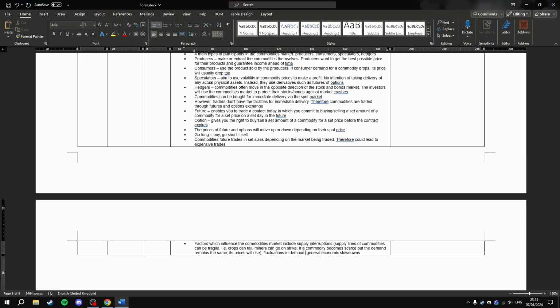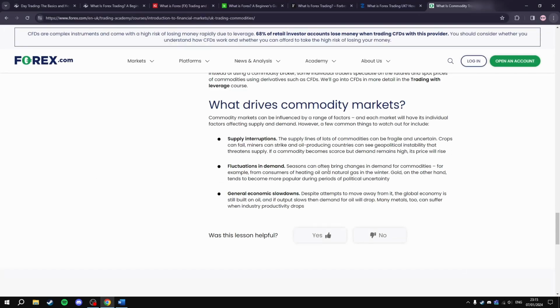Fluctuations in demand. Seasons can often bring changes in demand for commodities. For example, from consumers of heating oil and natural gas in the winter. Gold, on the other hand, tends to become more popular during periods of political uncertainty. Why does gold become more popular during periods of political uncertainty?